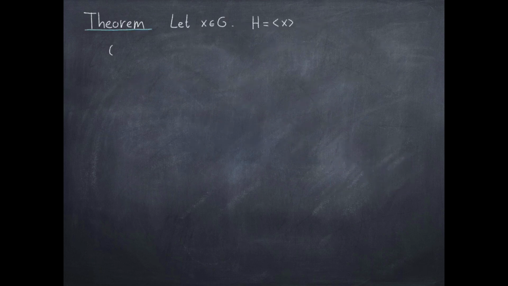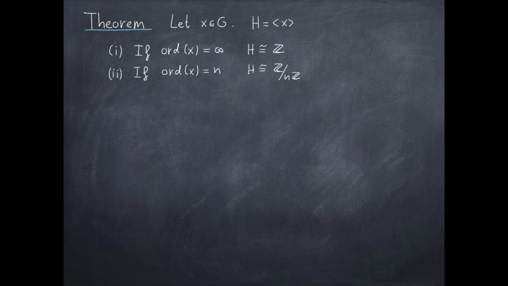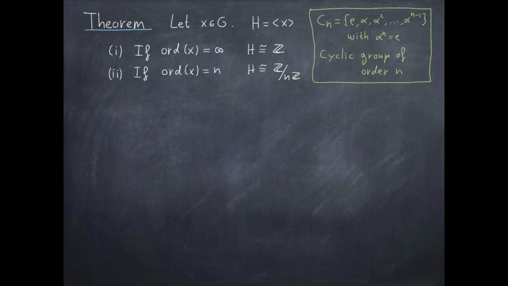Let H be a cyclic group generated by an element x. The next theorem states that H is either isomorphic to Z or to Z mod nZ, depending on whether the order of x is infinite or equal to n. In particular, all finite cyclic groups with n elements are isomorphic. Instead of Z mod nZ, we often use the notation Cn, which is the cyclic group of order n generated by a single element alpha of order n.